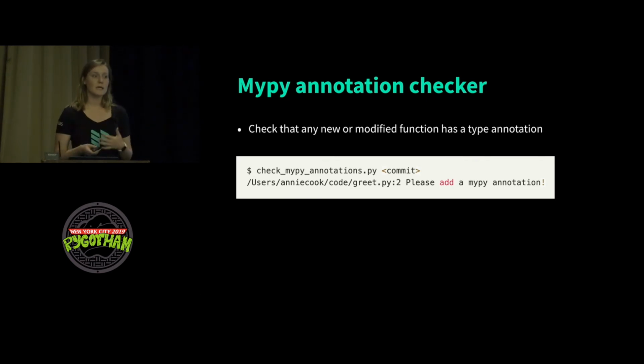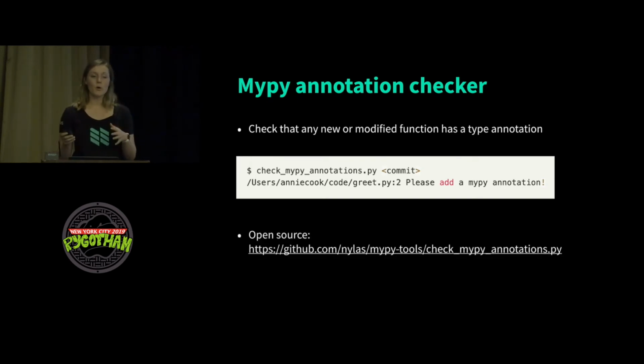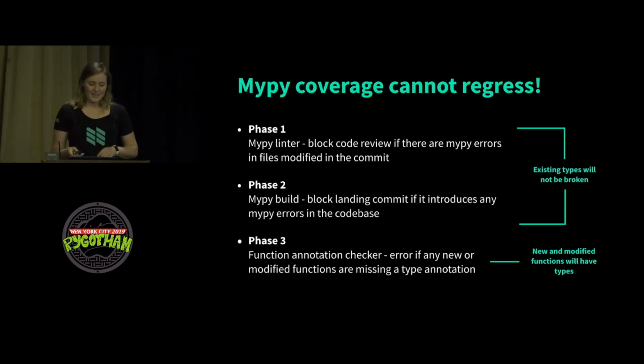And we did it this way because we figured engineers had some ownership over those functions since they were most recently adding or modifying them. So this would be a good time to ask them to add types. And this step is run before we actually run our Mypy linter, because we want to make sure those types are in place before we actually run Mypy on them. And this tool is also in our open source Mypy tools repository. So with these 3 steps in place, our Mypy coverage could not regress. It could only increase.